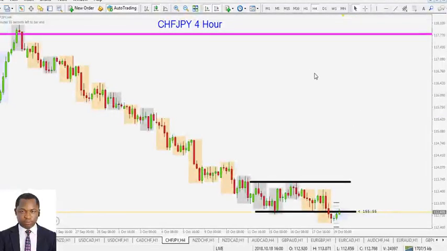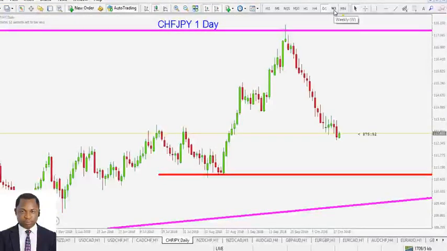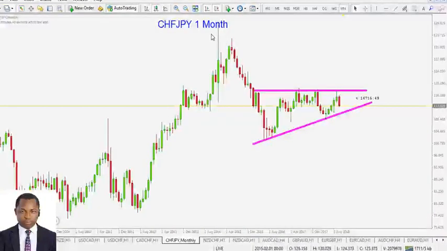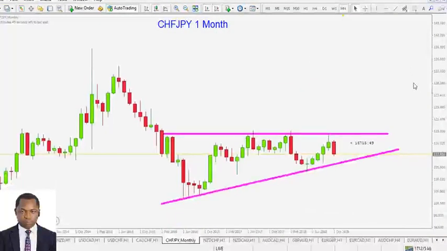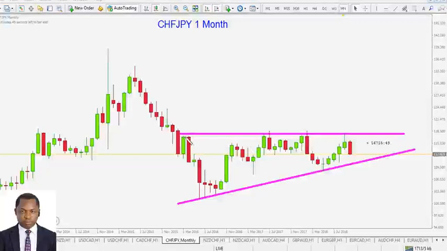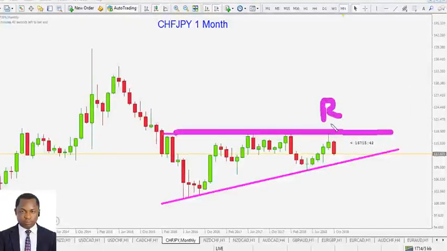Swiss franc against the Japanese yen. This one has been bearish. We talked about this before. The pattern in the monthly time frame is the flat top triangle. That level there as resistance, and this one here as support. Price is pushing down because of that pin bar right there.